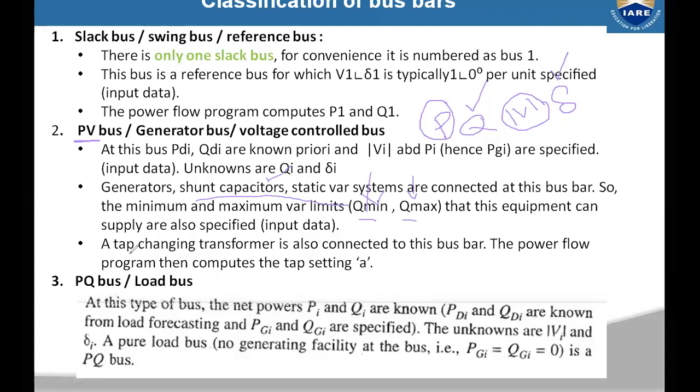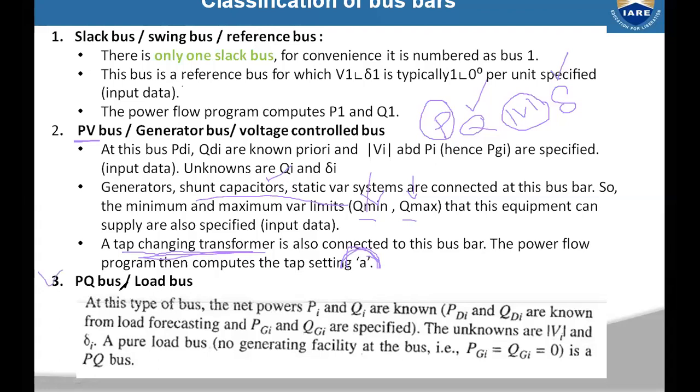At the PV bus, you can also connect another equipment, which is a tap changing transformer. If a tap changing transformer is also connected at this bus bar, then you can compute the tap setting A from the load flow solution. Okay. So then another bus is the PQ bus.